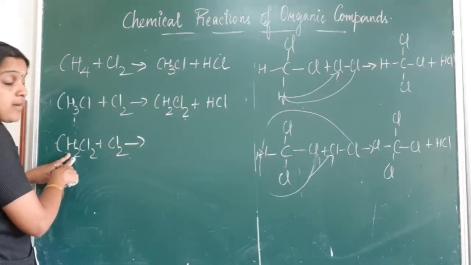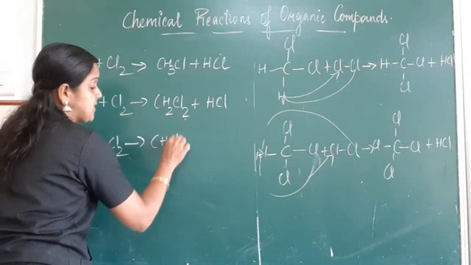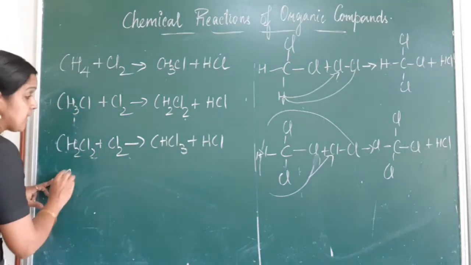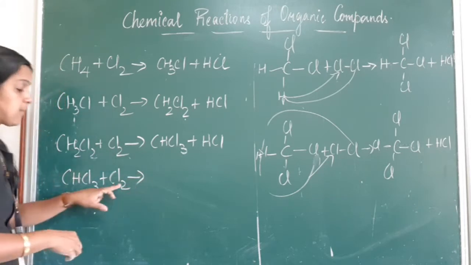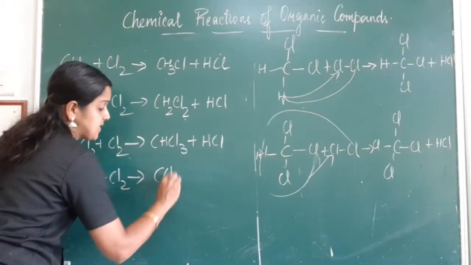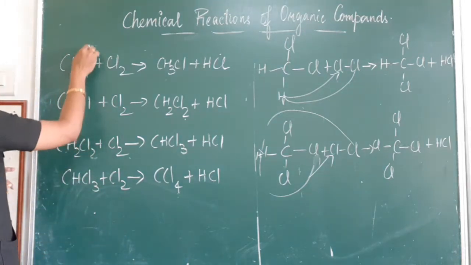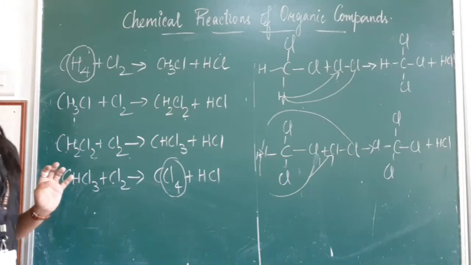Again I will reduce one more hydrogen and increase one more chlorine. So I get CHCl3 plus HCl. And what is the last step? I have one hydrogen that is left, which will again be replaced by chlorine. So I get CCl4 plus HCl. Your answer is complete when all the 4 hydrogens are replaced by chlorine atoms.